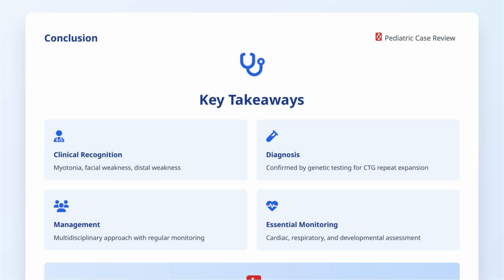In conclusion, myotonic dystrophy in children is a complex multi-system disorder requiring recognition of key features like myotonia, facial weakness, and systemic involvement. Diagnosis is confirmed through genetic testing, and management requires a coordinated multidisciplinary approach.